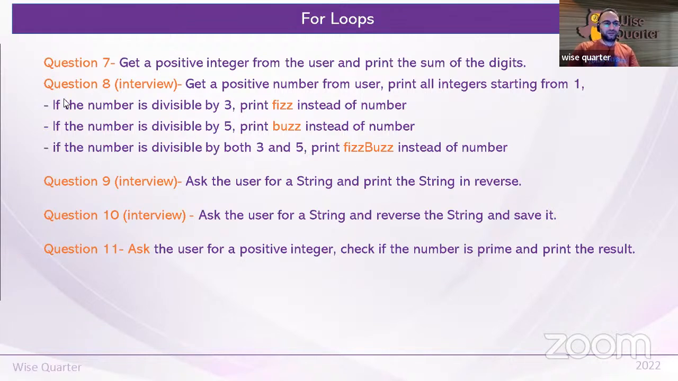Let's try that. You will write, for example, 1, 2, fizz, 4, buzz, 5 is buzz, okay, 6 fizz, 7 nothing, 8 nothing, 9 fizz, 10 buzz. We are not going to print 10, it will be buzz. Instead of the number, I will print something.